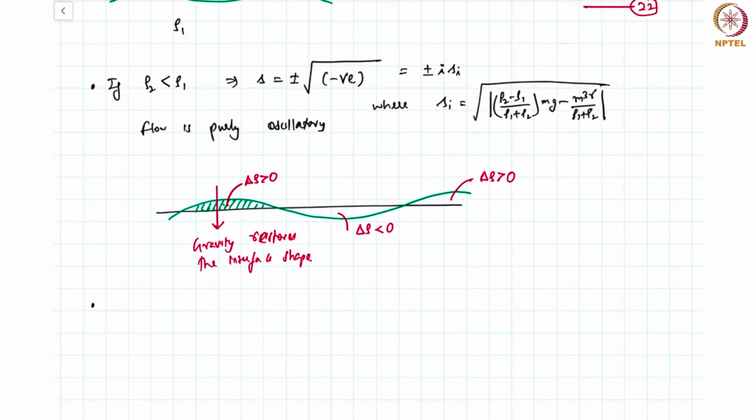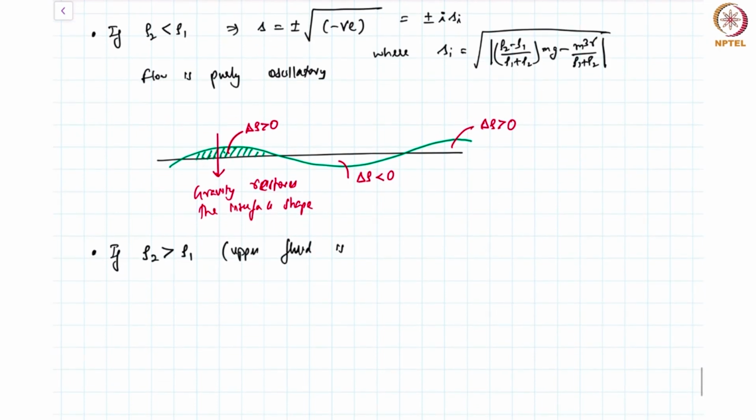What about the other case, where ρ2 is greater than ρ1, so the upper fluid is heavier than the lower fluid? Intuitively you would expect this flow to be unstable, because if heavy is sitting over light, then certainly you would expect the heavy fluid to just collapse. Let's see if this is actually valid.